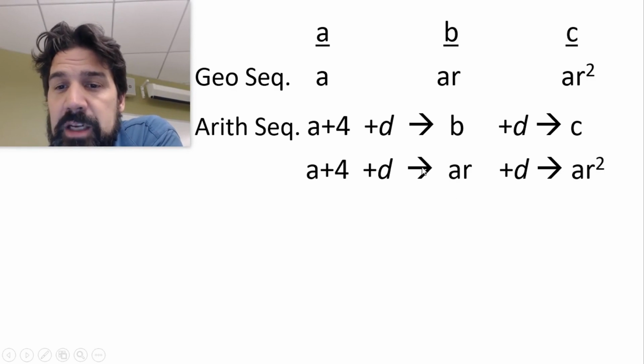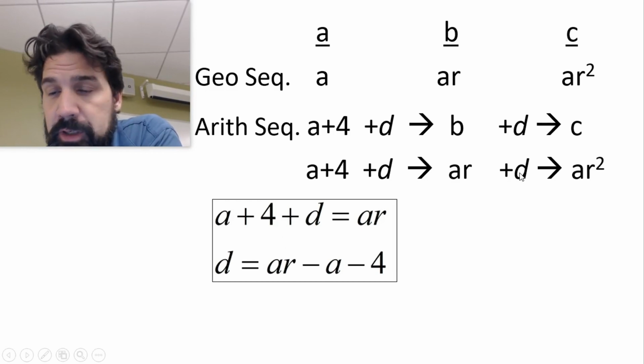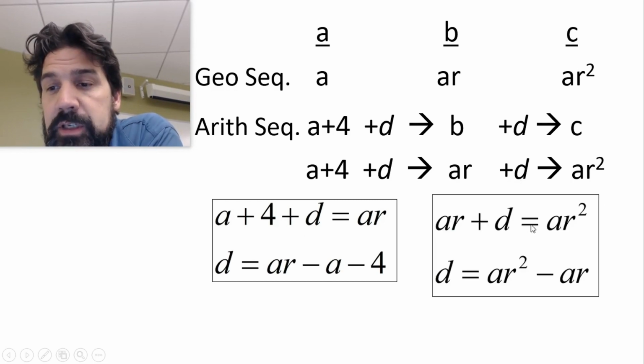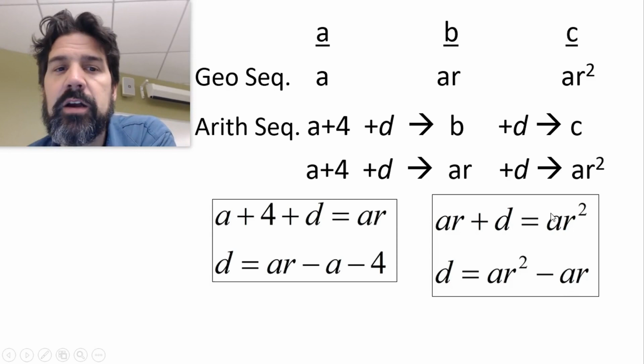And now I'm getting somewhere, because I know that a plus 4 plus d must equal ar. So I could solve this for d, just subtract the other terms over. And then over here, I know ar plus d has to equal ar squared. I can solve this for d, and I get ar squared minus ar by subtracting the ar over.